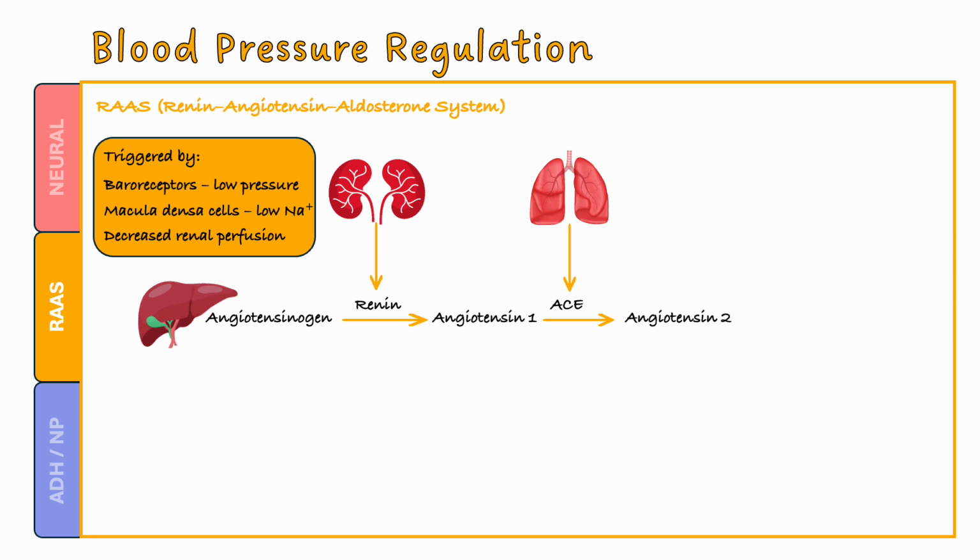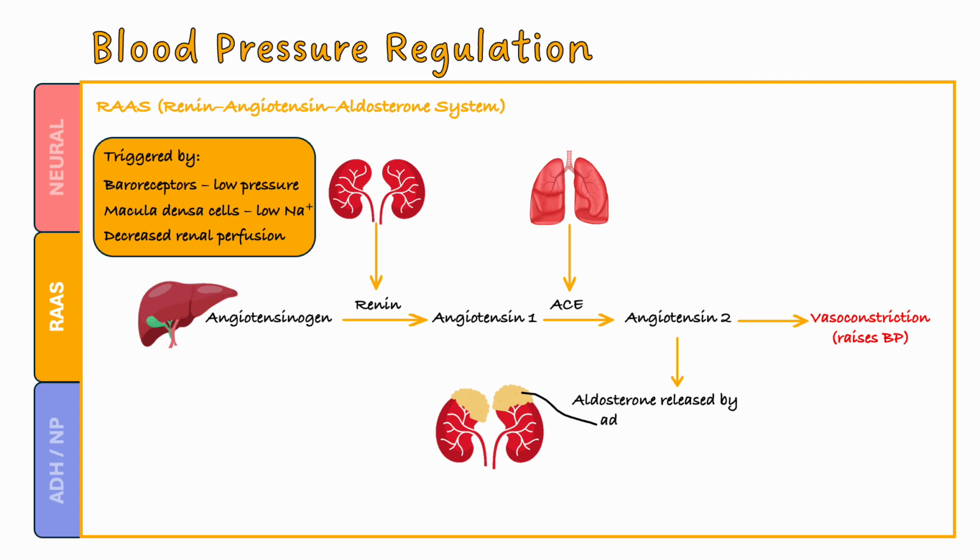Angiotensin 2 binds to specific receptors on the blood vessels, which causes vasoconstriction and thus increases blood pressure. Angiotensin 2 also stimulates the adrenal glands to release the steroid hormone aldosterone, which increases sodium and water retention by the kidney, therefore increasing blood pressure. It also triggers the release of anti-diuretic hormone, which will be discussed next.